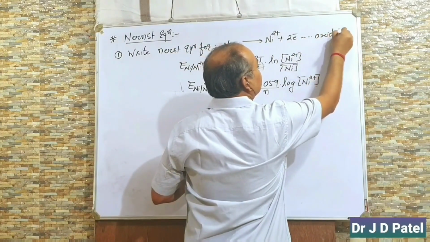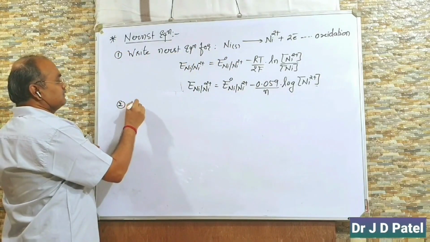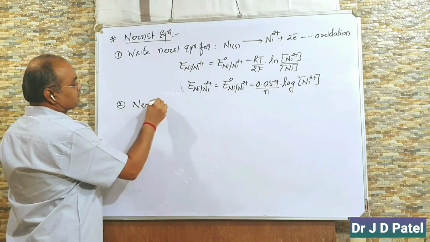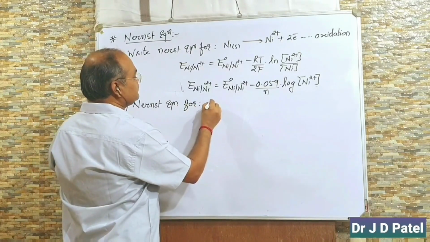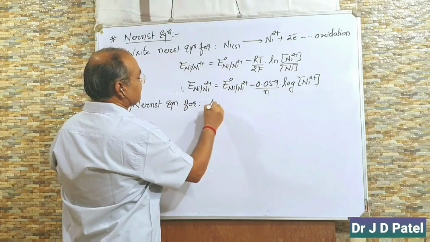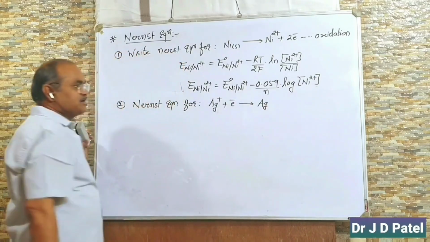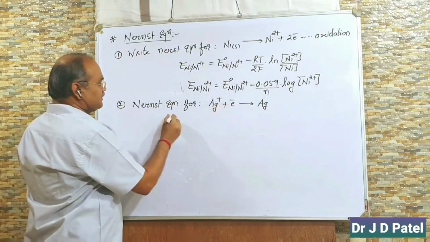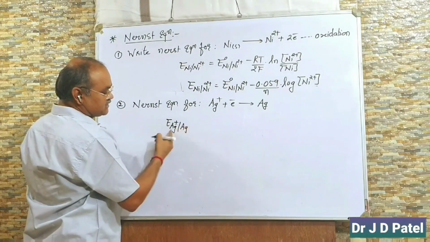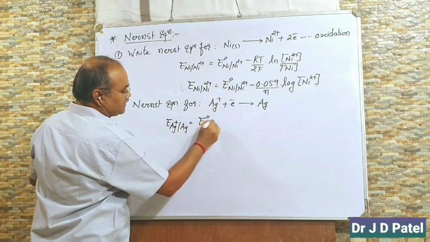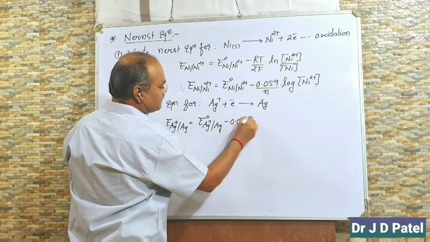One more point you can check. Nernst equation for, let me take silver. Ag plus plus electron gives Ag. I will write the Nernst equation for this. This is reduction. So E Ag plus oblique Ag, this is reduction, is equal to E0 Ag plus oblique Ag minus 0.059 by N. Now you can understand what is 0.059.